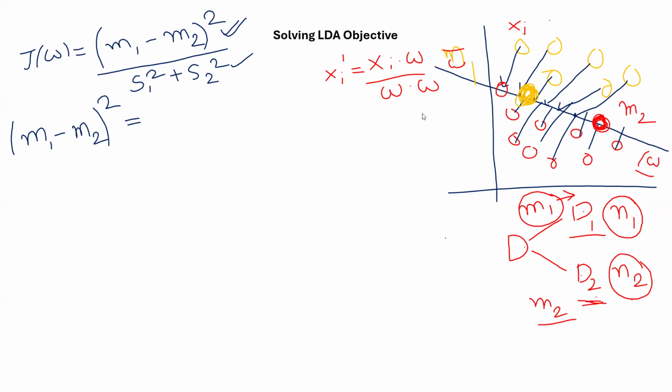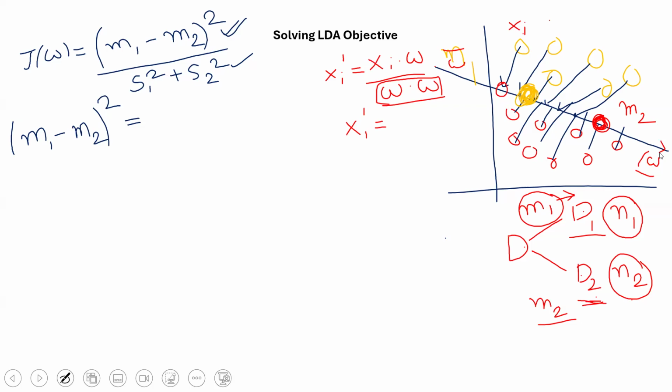Now let's think of W as a unit vector for now. If W is a unit vector, W dot W becomes 1. We are just interested in the direction here. In PCA we are also interested in the variance, trying to find the most variance in the data. That is the objective there, but here the objective is not related to variation. It is just trying to separate the classes.